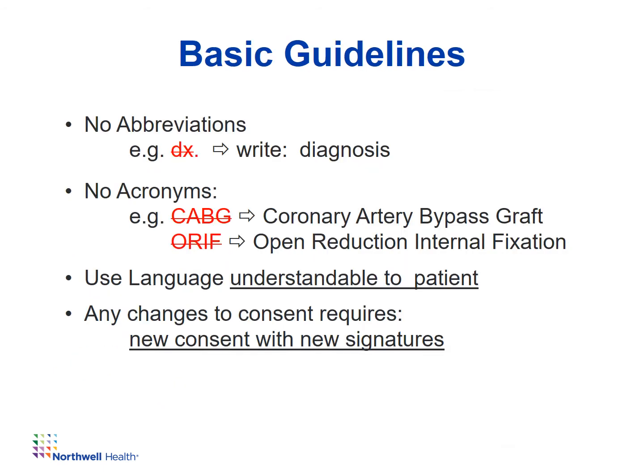When initiating a consent form, be aware that you may not use abbreviations. Also, no acronyms may be used. For instance, if somebody is going for open heart surgery, the procedure must be written out as coronary artery bypass graft surgery and not CABG. Use language that's understandable to the patient, and remember that any changes to a consent will require a new consent form with new signatures.